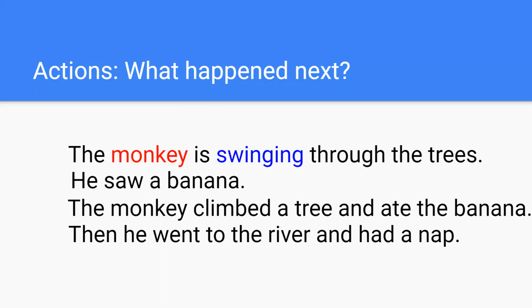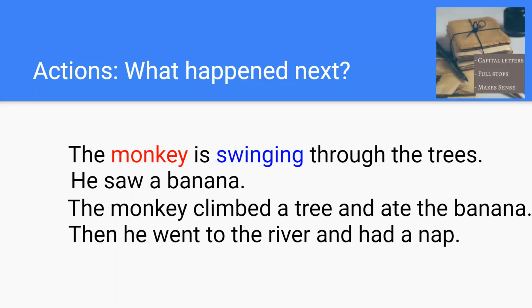The monkey is swinging through the trees. He saw a banana. The monkey climbed a tree and ate the banana. Then he went to the river and had a nap. By asking this one simple question, we can get one or two extra sentences very easily. To help with fluency, the key is to put down the very first idea that comes to mind.